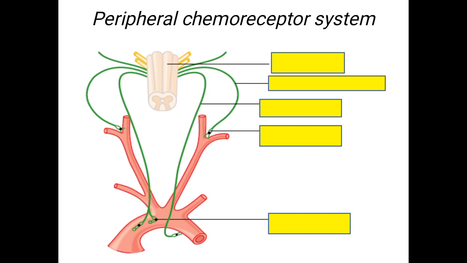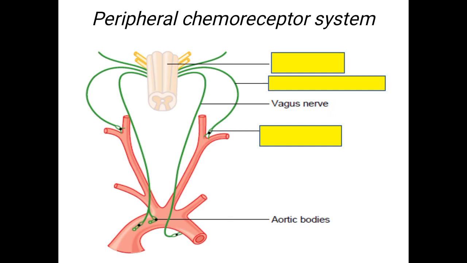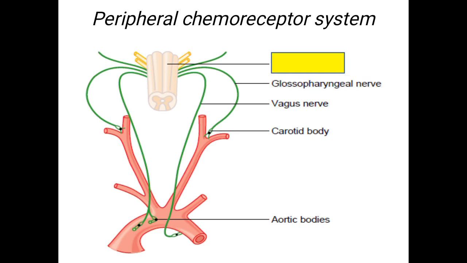Having a close look now at the peripheral chemoreceptor system, aortic bodies. From here the vagus nerve is starting. Carotid bodies are taken by the glossopharyngeal nerve. Both are ending in the medulla. Here they are influencing, again, the neurons which are regulating respiration.